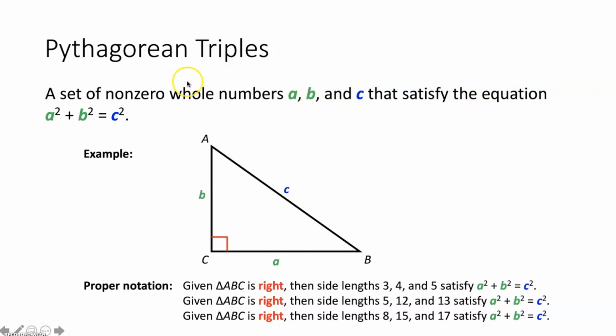Now the Pythagorean triples, those would be a set of non-zero whole numbers a, b, and c that satisfy the equation a squared plus b squared is equal to c squared. So this is pretty straightforward. A Pythagorean triple is just a set of non-zero whole numbers that satisfy the equation a squared plus b squared is equal to c squared.